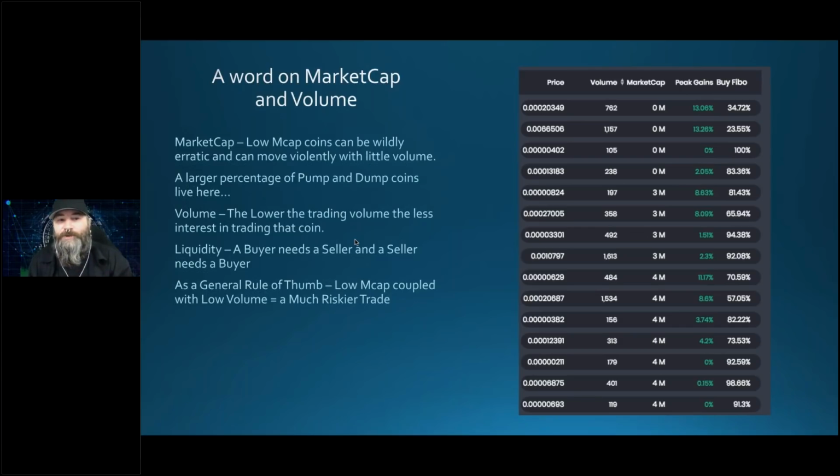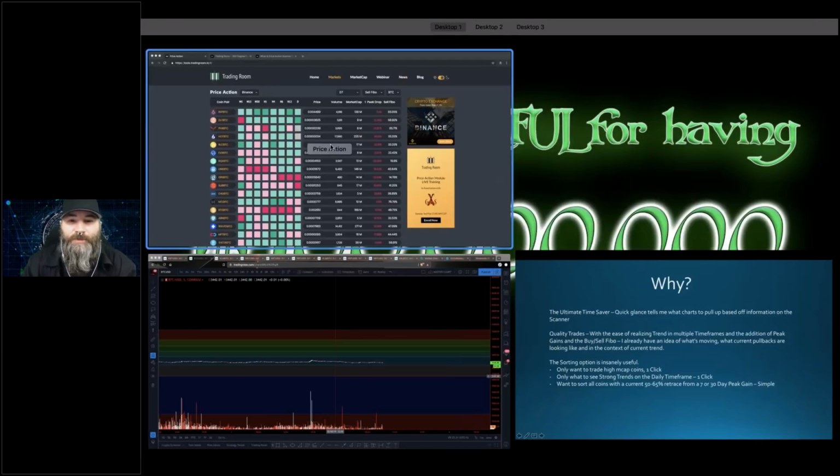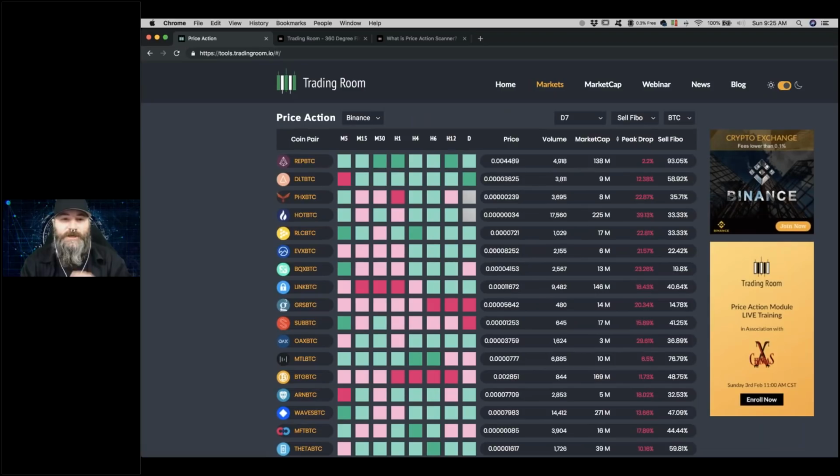Volume, so the lower the trading volume, the less interest there is in trading that coin. And let's not forget, in trading, a buyer needs a seller and a seller needs a buyer. If there's nobody on the other side, there's no liquidity and you're going to sit there and do nothing. So as a general rule of thumb, low market cap coupled with low volume is going to be a much riskier trade.